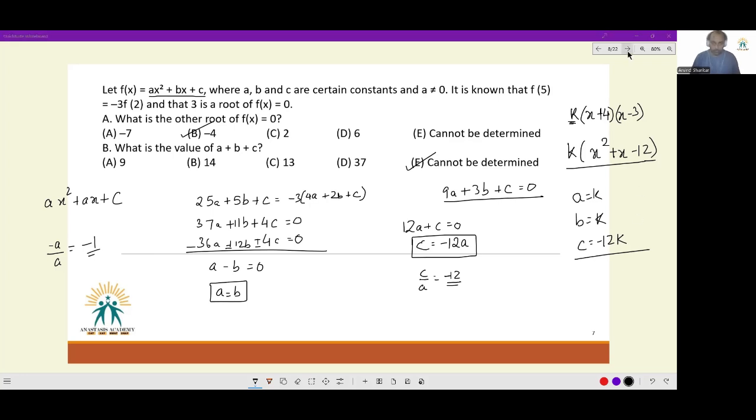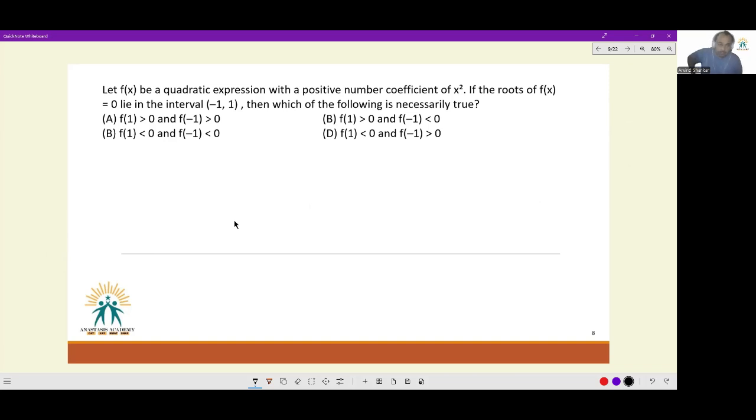Okay. Moving on. Let f(x) be a quadratic expression with a positive number coefficient for x square. So if it has a positive coefficient for x square, the shape of the graph is going to be an upward facing parabola. If the roots of f(x) equal to 0 lie in the interval minus 1 to 1, so the roots lie within the range minus 1 to 1, which of the following is necessarily true? And within the options, we are looking at the value of f(1) and f(minus 1).